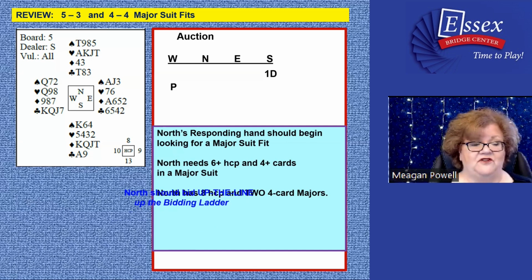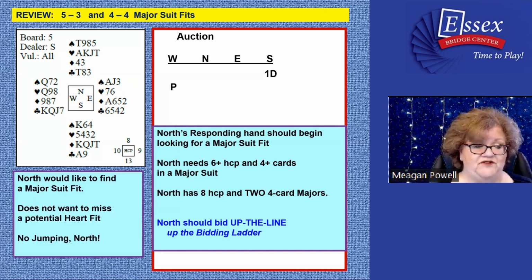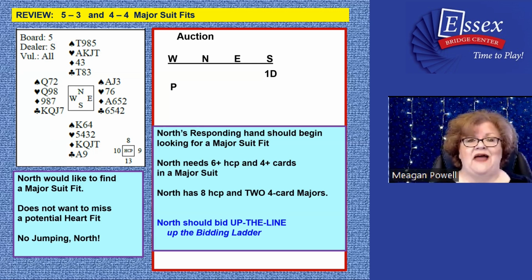North is going to bid hearts, but it's because if you look at a bidding ladder and you move your eyes upward from South's 1 diamond opening, the first major suit rung that you hit on the ladder is hearts. We are bidding up the line, or up the bidding ladder, because we want to find a major suit fit, but we don't know if opener is going to have a major suit for you, and if she does, it could be the heart suit. You don't want to miss a potential fit. So we're going to basically climb our way up the ladder.